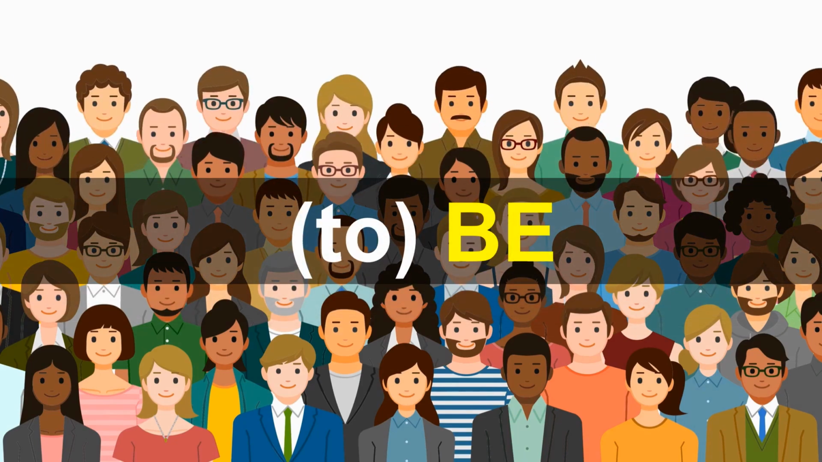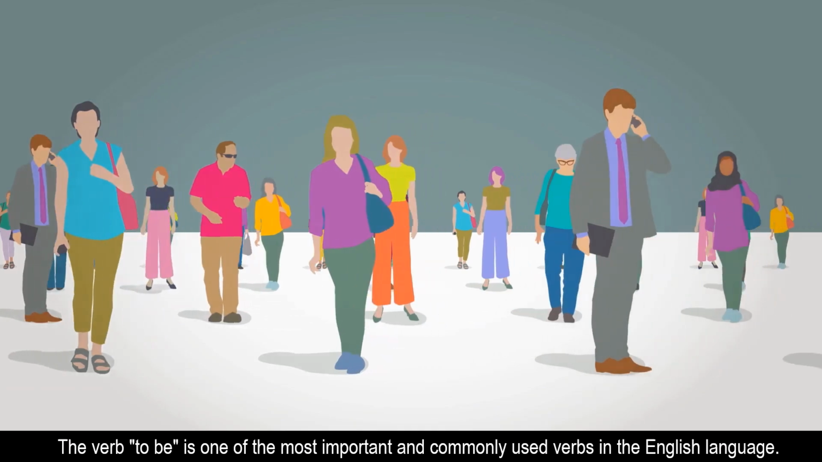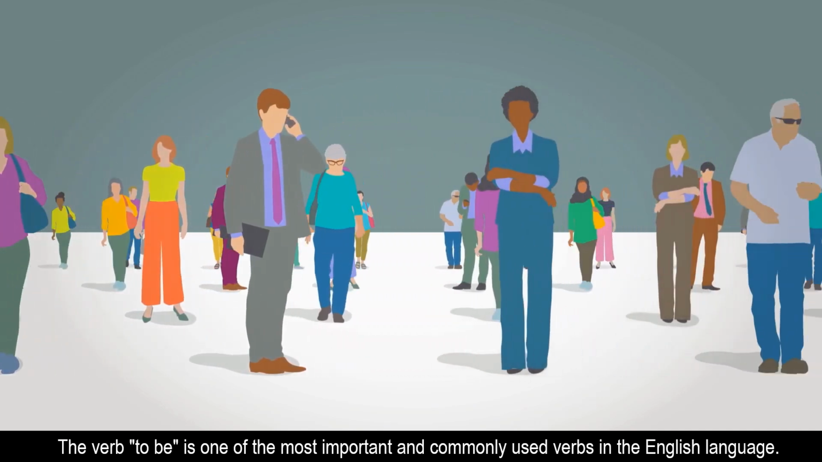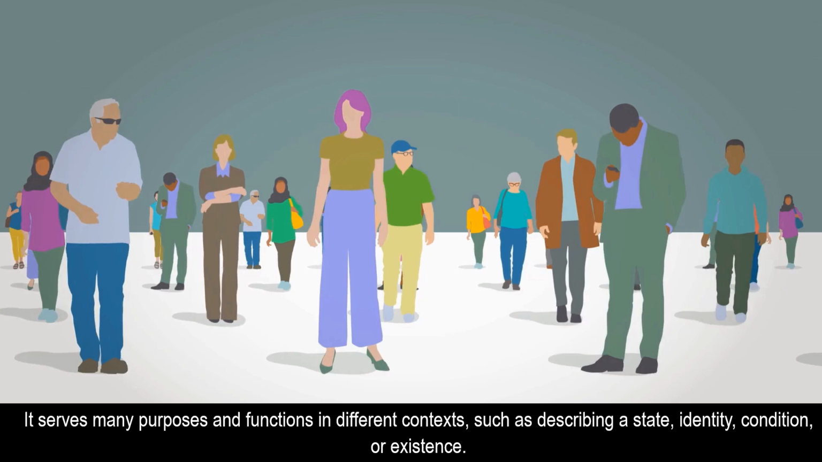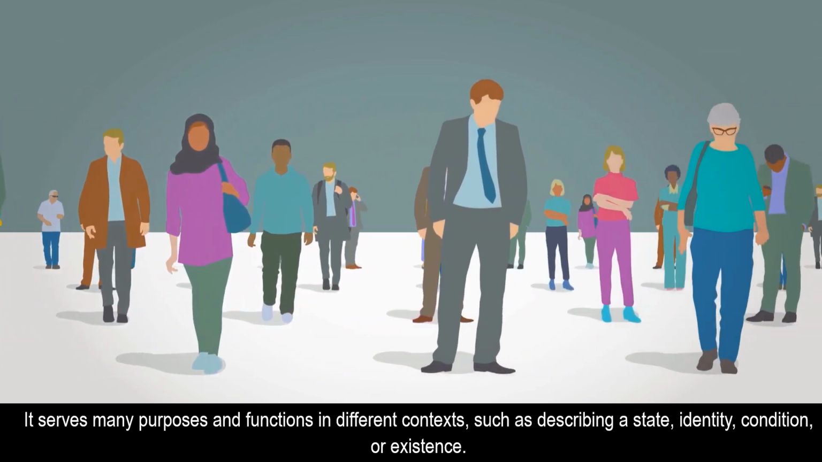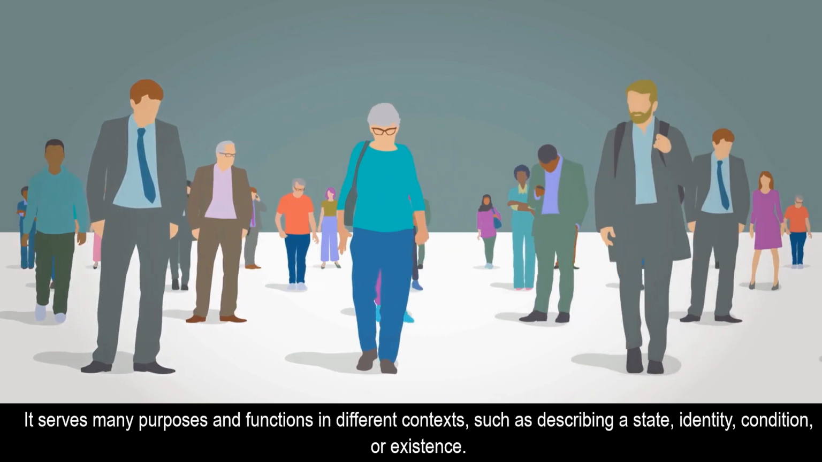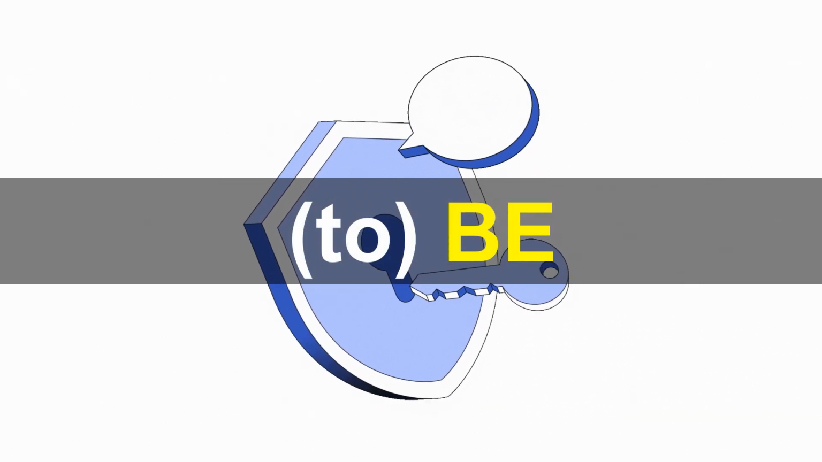Be. The verb to be is one of the most important and commonly used verbs in the English language. It serves many purposes and functions in different contexts, such as describing a state, identity, condition, or existence. Key uses of to be.